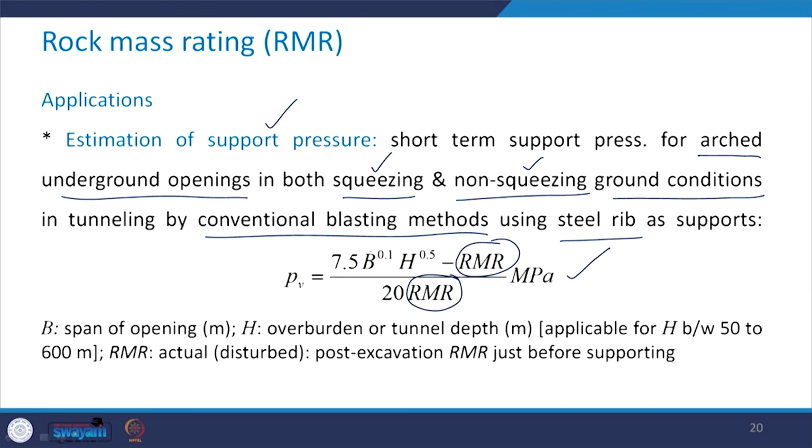and B is the span of the opening in meter, and H is the overburden or the tunnel depth. So let us say this is the ground surface, and here you have, let us say, the excavation. From this point to this point, this is going to be your H. This is called the overburden. And this expression is applicable for H between 50 to 600 meter.